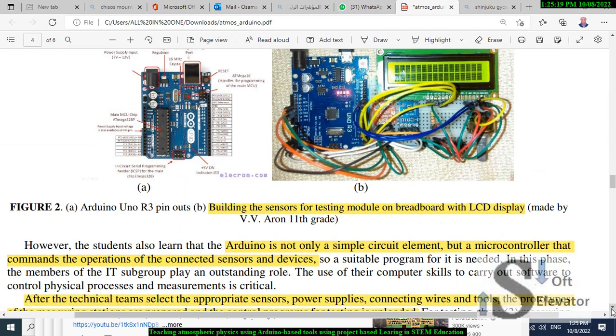Here we have the figures of building the sensors. Building the Arduino Uno, figure A, and figure B, building the sensors for the testing module on a breadboard with an LCD display. And here Arduino is not only a simple circuit element but a microcontroller that commands the operations of the connected sensors and devices.